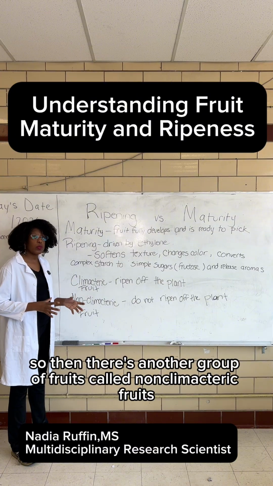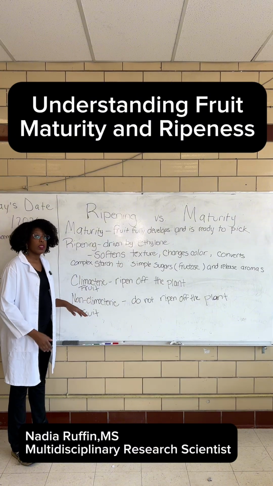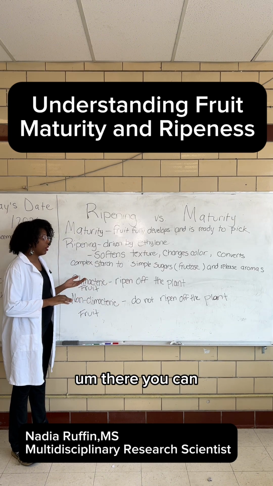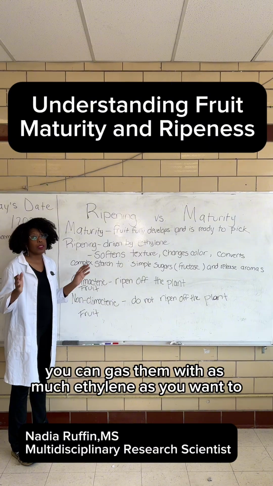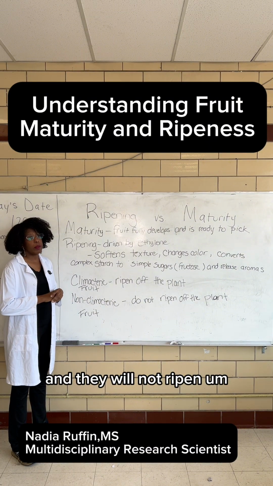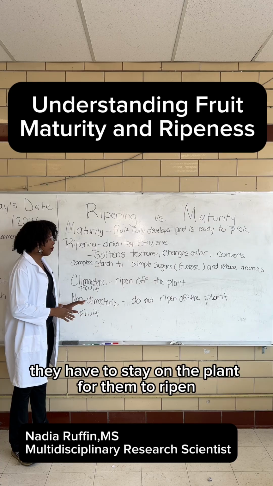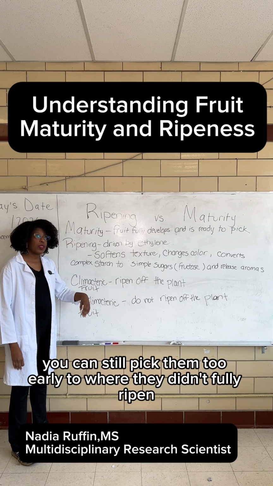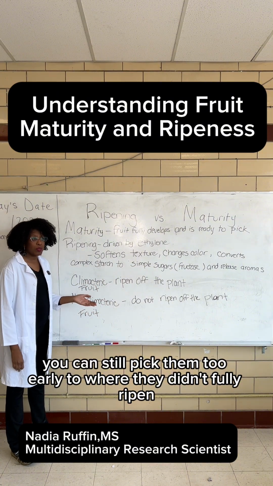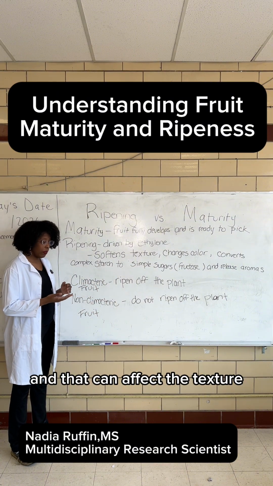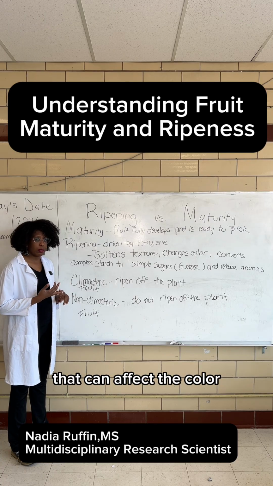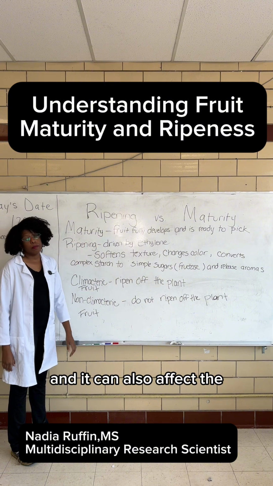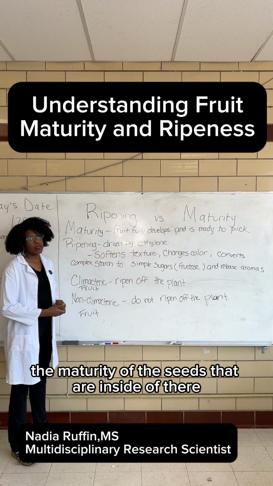Then there's another group of fruits called non-climacteric fruits. These are fruits that will not ripen off of the plant. You can gas them with as much ethylene as you want, and they will not ripen. They have to stay on the plant to ripen. Even if you leave them on the plant, you can still pick them too early, before they fully ripen, and that can affect the texture, the color, the flavor, the sweetness, and it can also affect the maturity of the seeds inside.